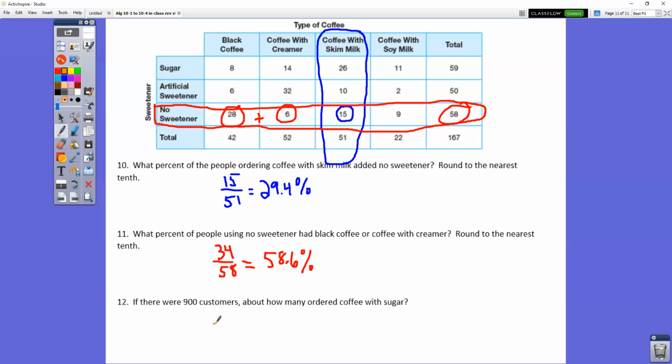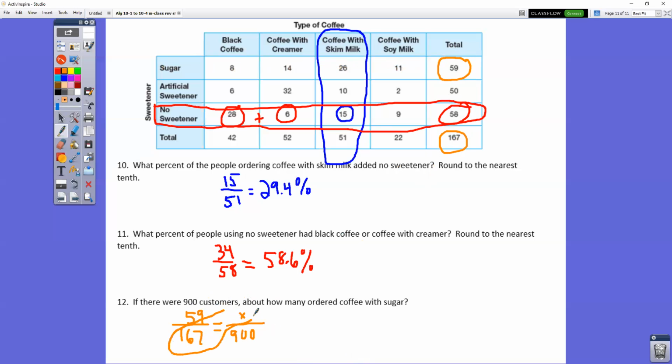If there are 900 customers, now remember, we're going to set up a proportion. So you're going to have a number over a number equals X over 900. About how many ordered coffee with sugar? It could be black, it could be with creamer, it could be with skim milk, it could be with soy milk. These are all with sugar. There are 59 total with sugar out of your total of 167. So 59 over 167 equals X over 900.